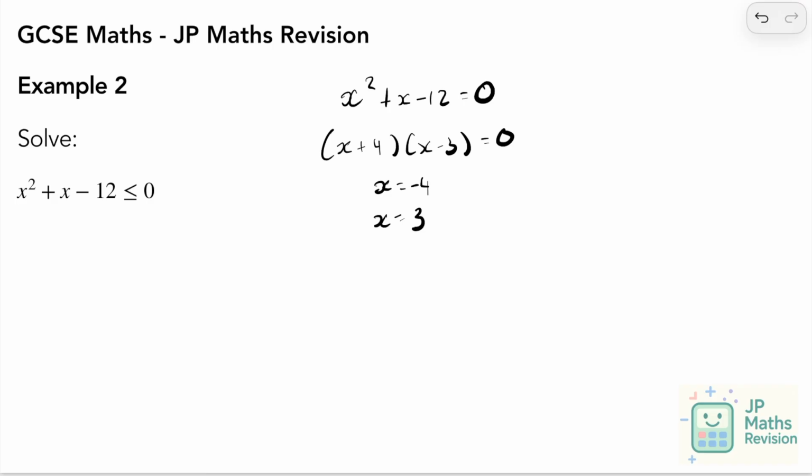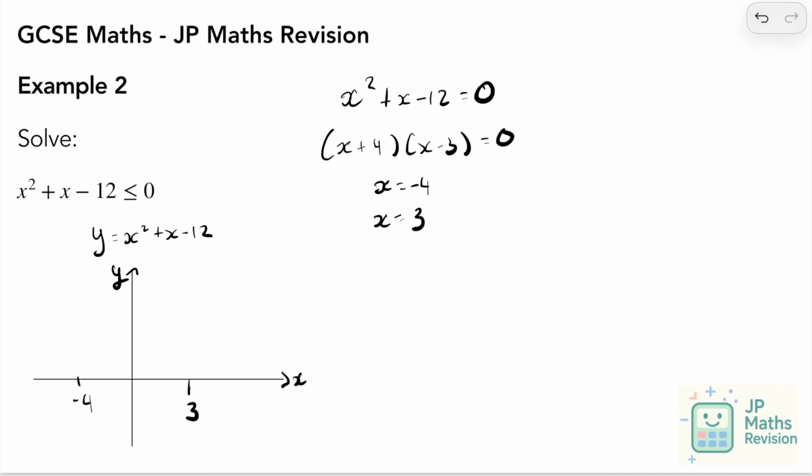Now what I'm going to do is draw the graph of y equals x squared plus x minus 12. So I'm going to draw my axes. And I'm going to label my critical values. My critical values here are minus 4 and 3. And it's again a parabola, so I'm going to draw a U shape like this.